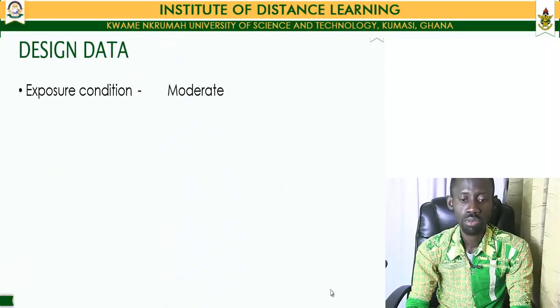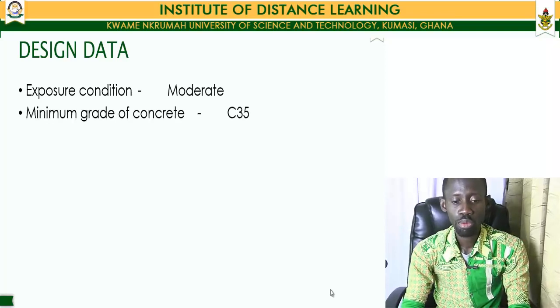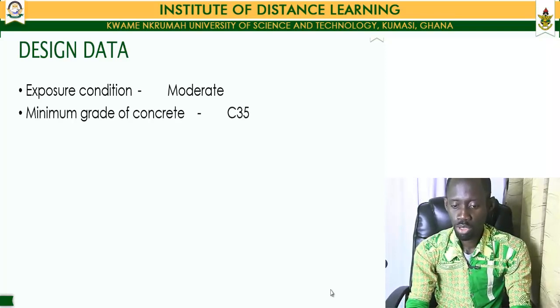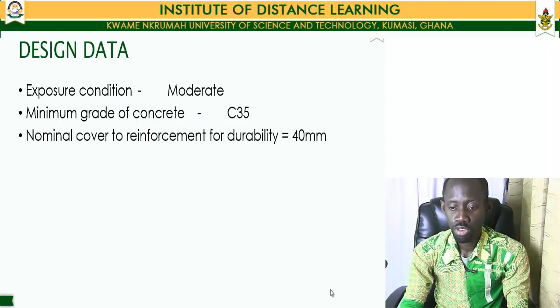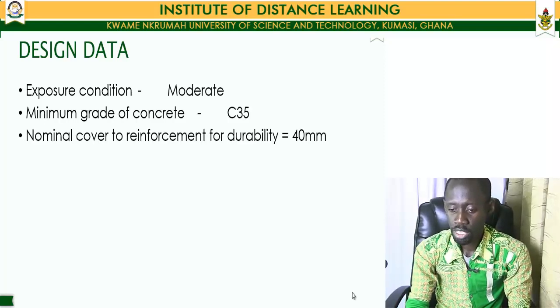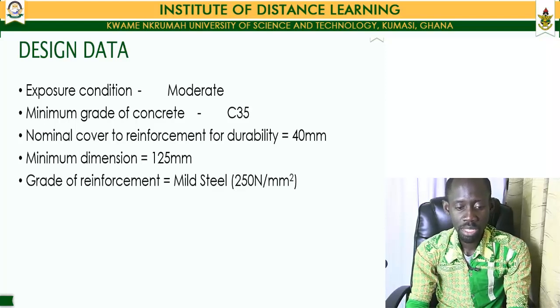We are going to make use of an exposure condition which is moderate. Our minimum grade of concrete is going to be concrete grade C35. Our nominal cover to reinforcement for durability in this case will be 40 millimeters. Our minimum dimension is equal to 125 millimeters.